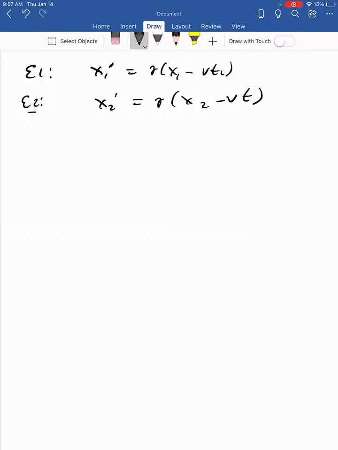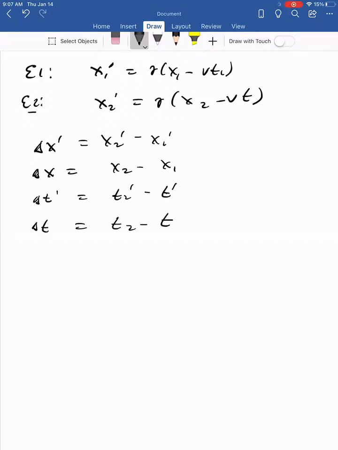Now we can subtract, right? So I can say that delta x prime equals x2 prime minus x1 prime, delta x equals x2 minus x1, delta t prime equals t2 prime minus t1 prime, and delta t equals t2 minus t1. And so I can subtract the first equation from the second, and that will give me delta x prime equals gamma (delta x minus v delta t).